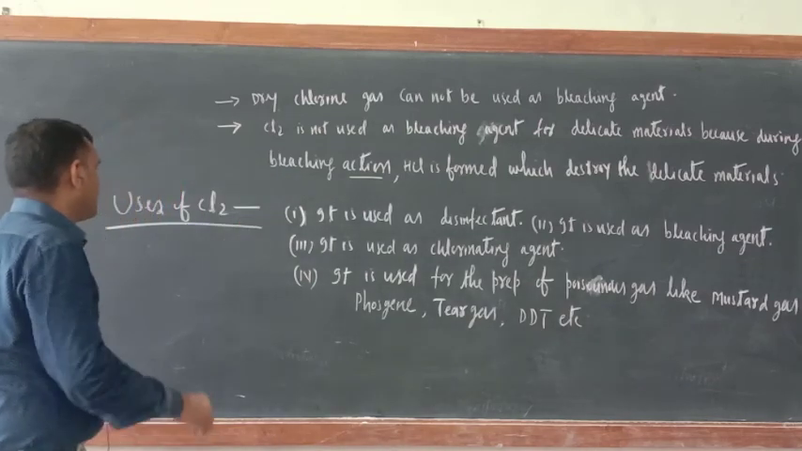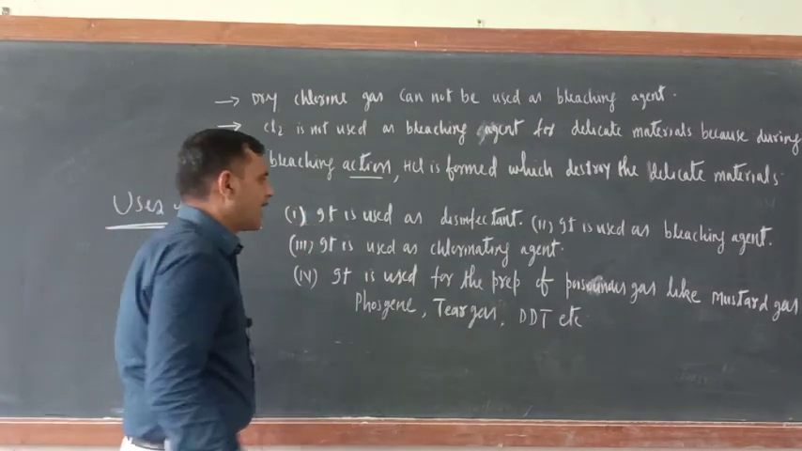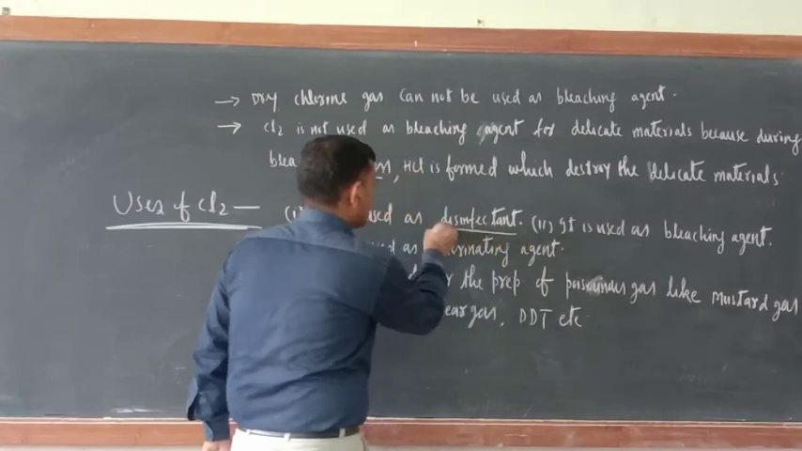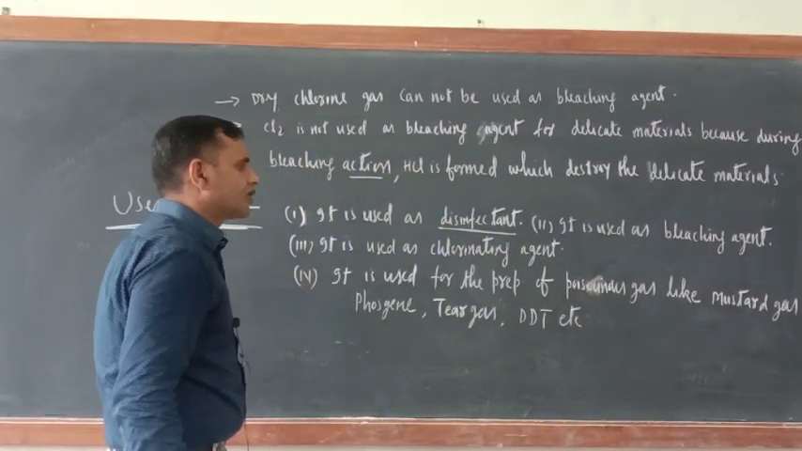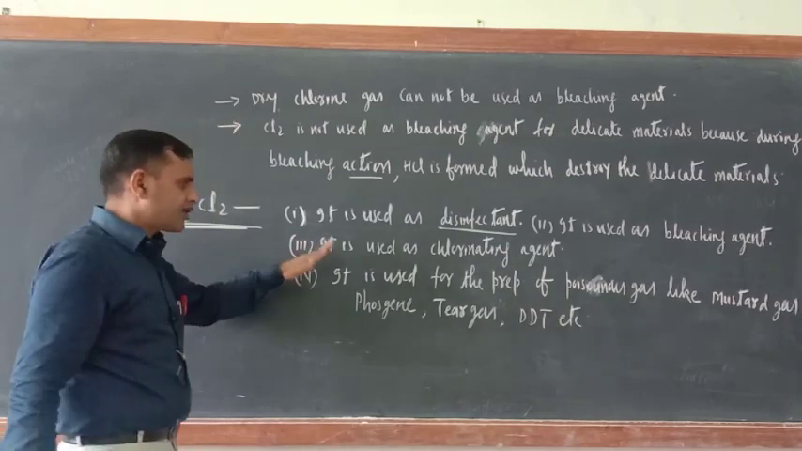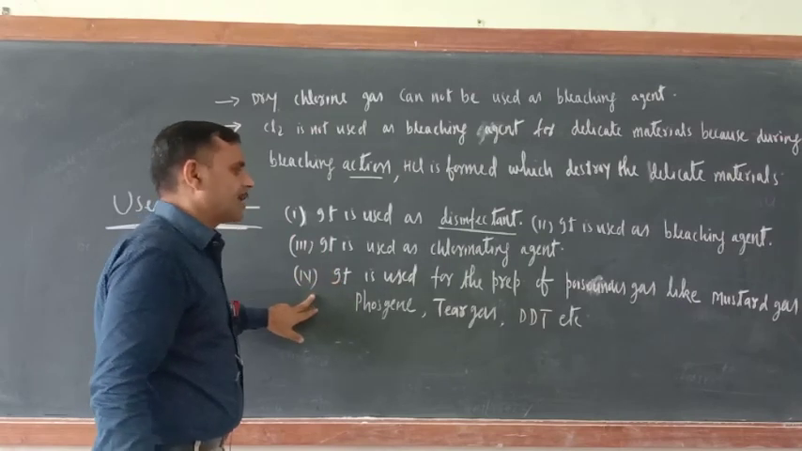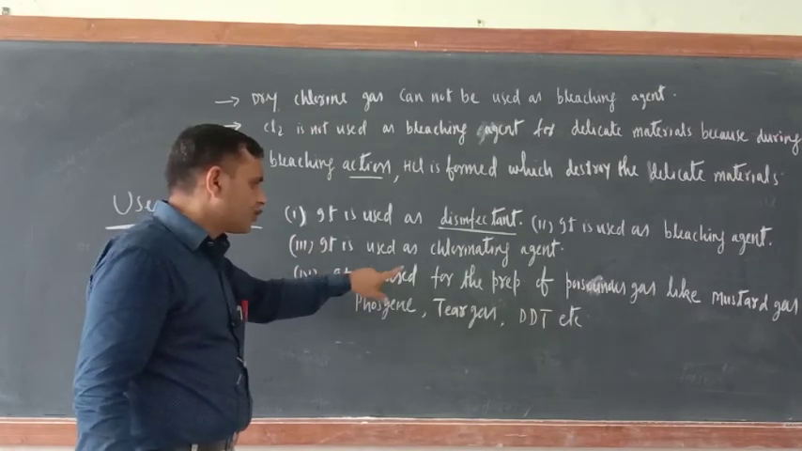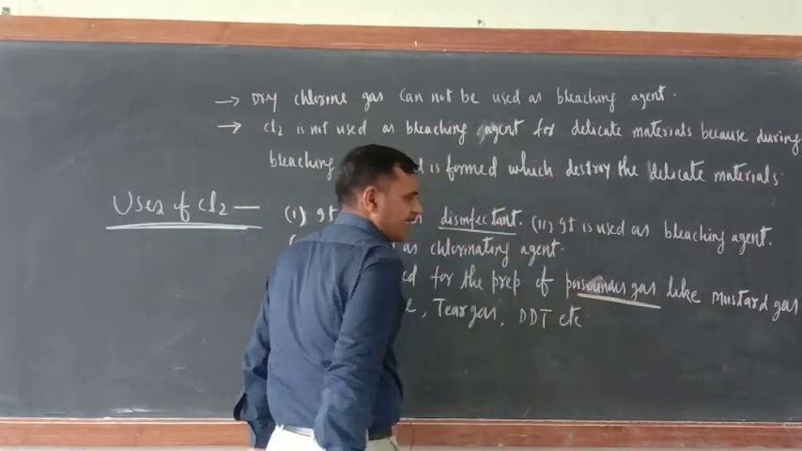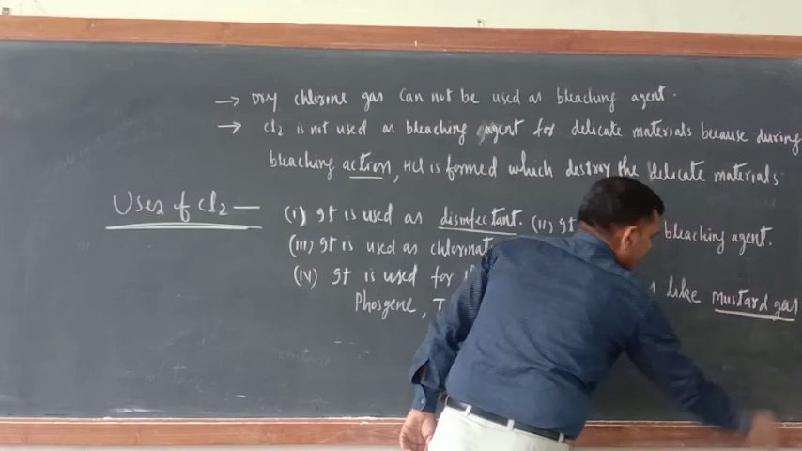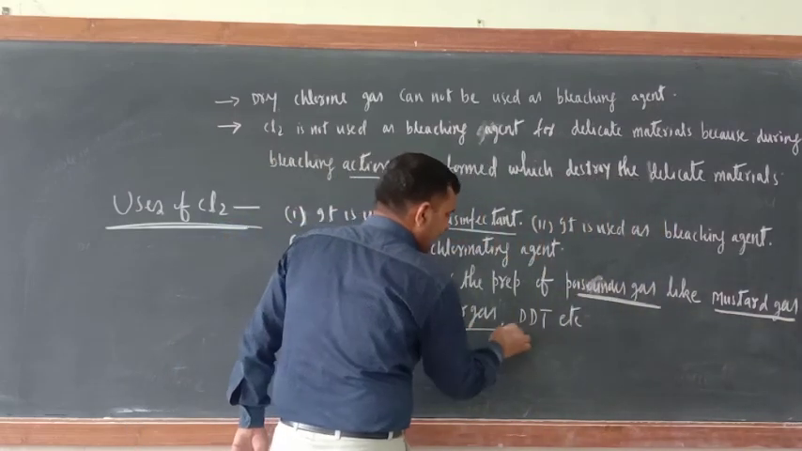Okay, now uses of Cl2. It is used as a disinfectant. It is used as a bleaching agent. It is used as a chlorinating agent. The last application is very important. It is used for the preparation of poisonous gas. What is this one? Poisonous gas. The poisonous gases are mustard gas, phosgene, tear gas and DDT.